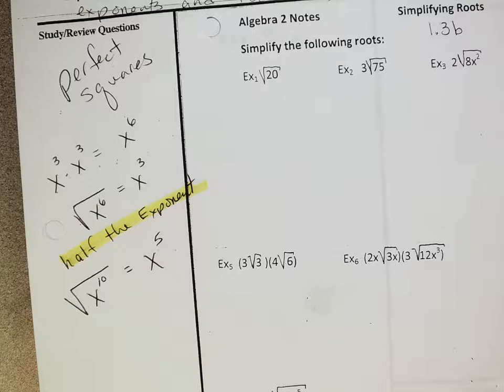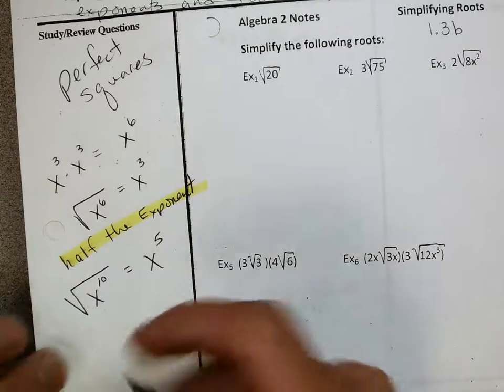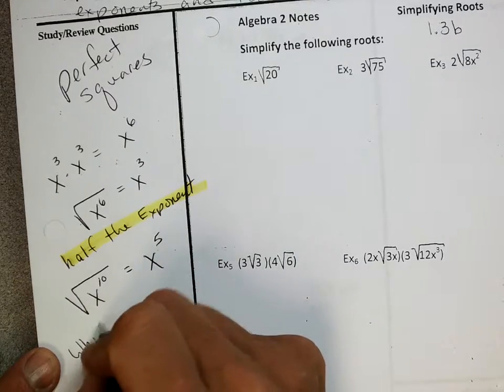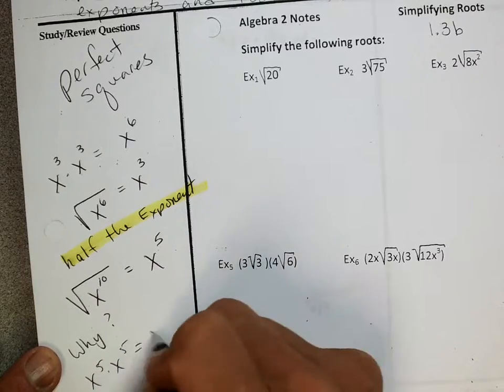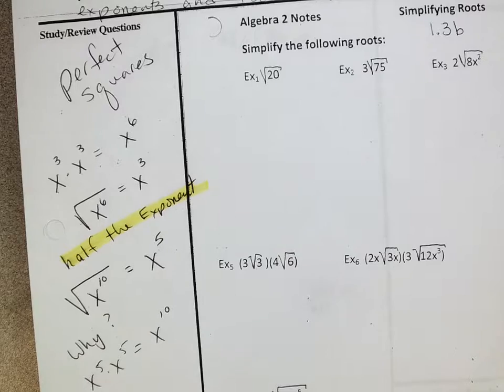Okay, and I'm going to write that up there. We know why. I'm going to put a big Y, because x to the 5th times x to the 5th is x to the 10th. So what we just learned is if it's an exponent, we just take half of it. Now, if it's not an even number, we're going to figure out what to do with that also.